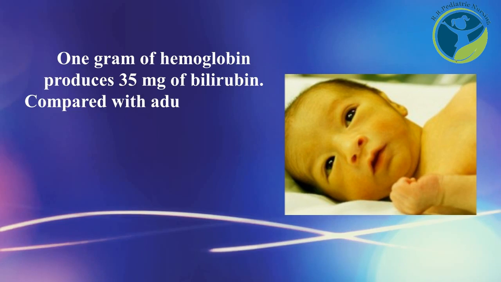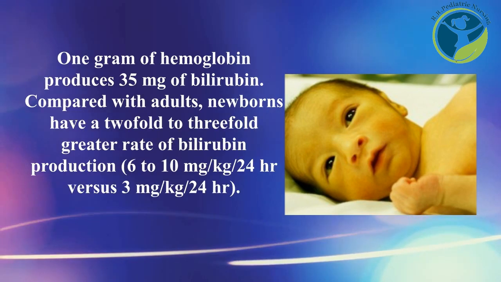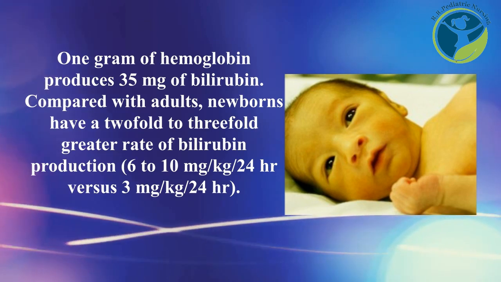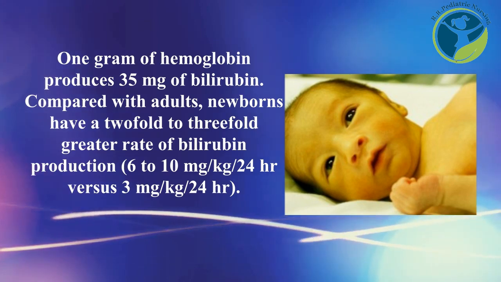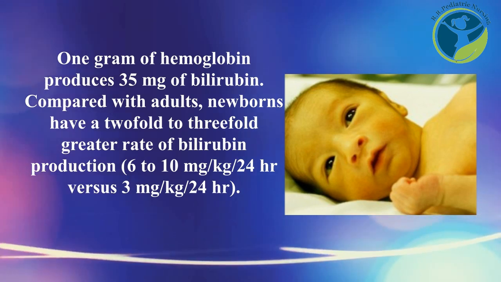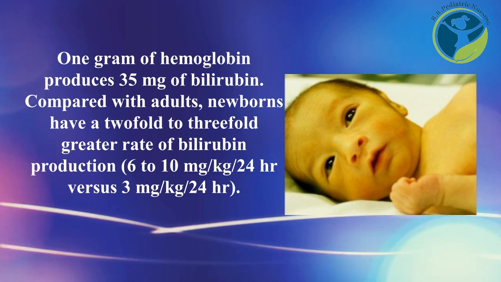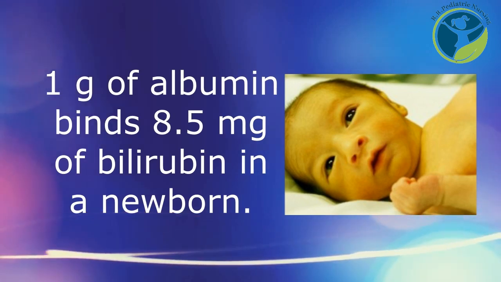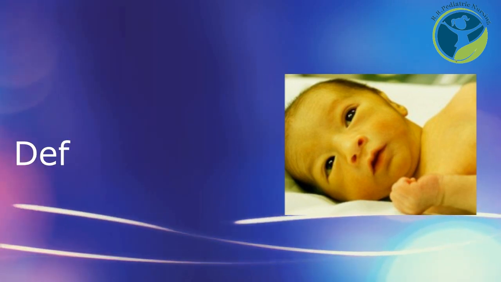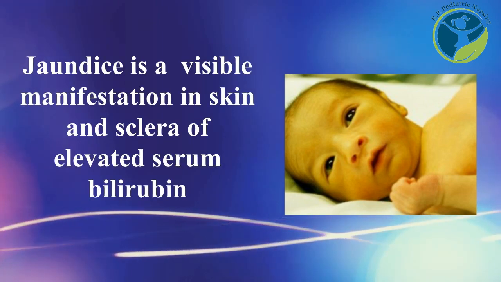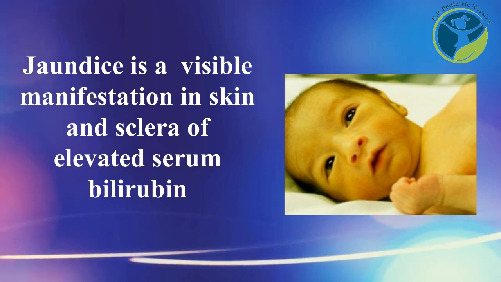kernicterus. 1 gram of hemoglobin produces 35 mg of bilirubin. Compared with adults, newborns have a 2-fold to 3-fold greater rate of bilirubin production, 6 to 10 mg per kg per 24 hours versus 3 mg per kg per 24 hours. 1 gram of albumin binds 8.5 mg of bilirubin in a newborn. Define jaundice. Jaundice is a visible manifestation in skin and sclera of elevated serum bilirubin.